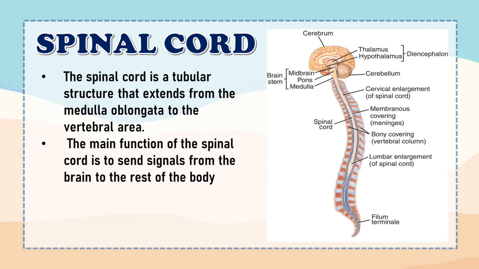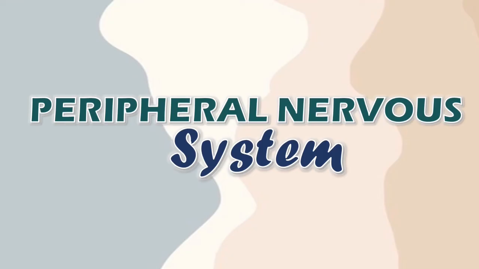Okay, so with that, the spinal cord is responsible for carrying all of the messages that come from the brain all throughout the body parts or the body organs. Okay, so that is the spinal cord. Next, we have here the peripheral nervous system. The peripheral nervous system refers to the part of the nervous system outside the brain and the spinal cord.